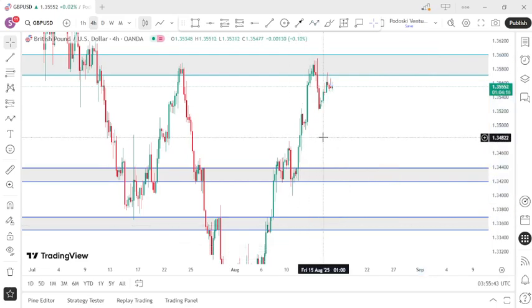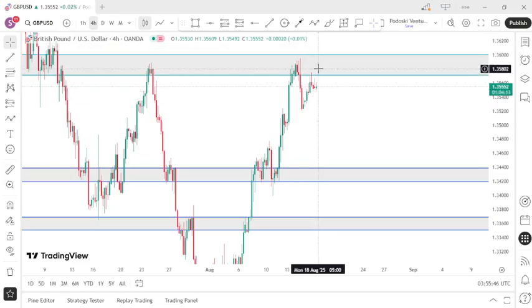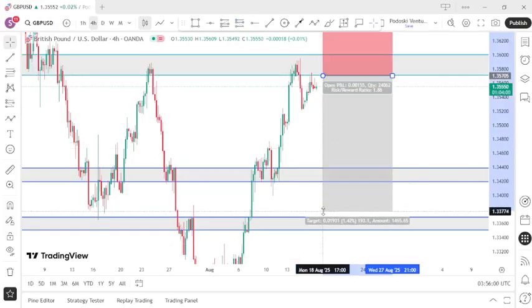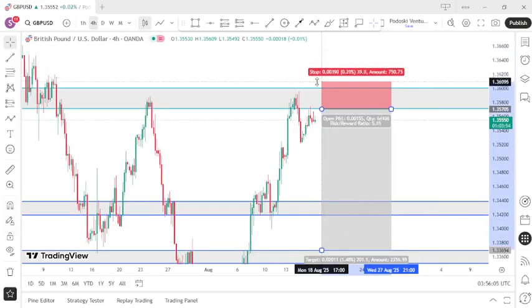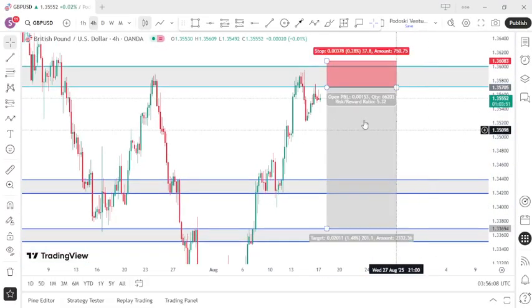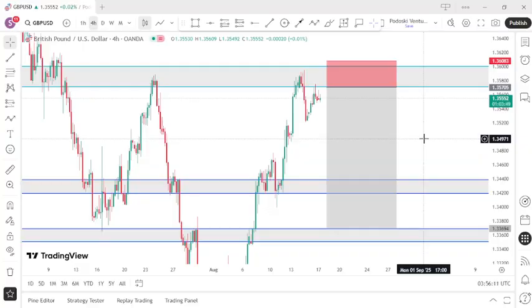So on GBP USD, since price is at our resistance, we are going to be waiting for candle confirmation. Price is already in our zone, so we are going to be waiting for candle confirmation and sell GBP USD all the way to the downside. So this is how we sell. Right now, price is already at our zone, so we just have to wait for a candle confirmation on GBP USD. Okay, so that's it on GBP USD.